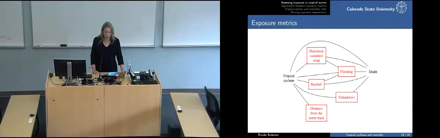So in this first part, I'm going to talk about how we measured this, and we measured this for 5 different metrics: wind, rain, flooding, and tornadoes. Those are the hazards. And then distance from the storm track, which again is not a hazard itself, but has been used as a surrogate.